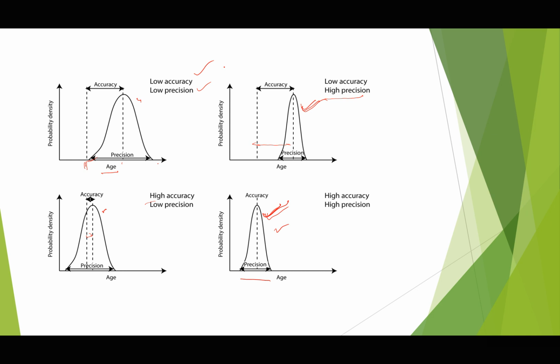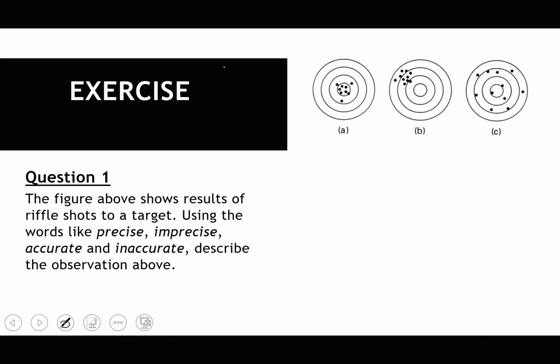Let's use another demonstration, maybe, but this one you'll try in your free time, or you can pause the video and attempt it. In this exercise, you have been given 3 spots, or 3 attempts. The figure shows results of rifle shots to a target. Use words like precise, imprecise, accurate, and inaccurate to describe the observation above. For simplicity, I will attempt this for you.